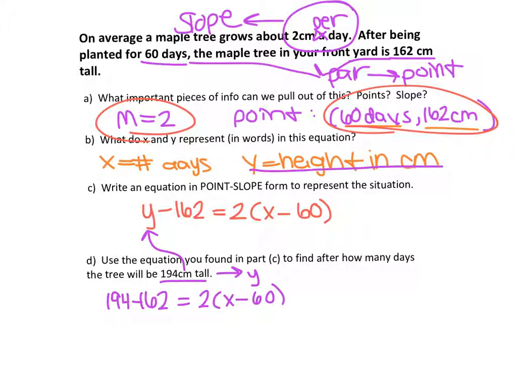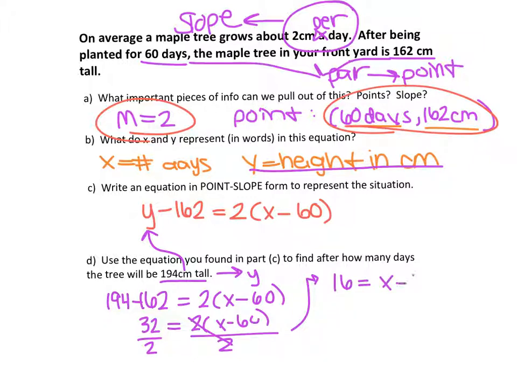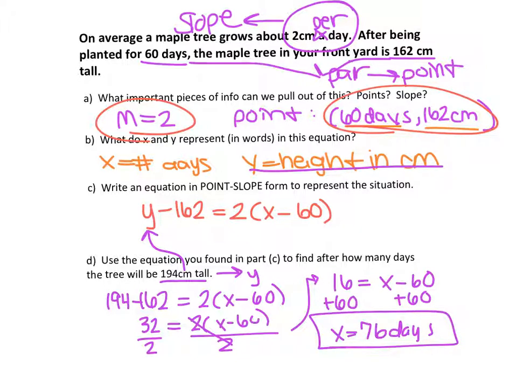So 194 minus 162 is 32. There are a couple of ways I could solve this. I noticed that I could divide both sides by 2. Knock that out. I'm left with 16 is equal to x minus 60. So I'm going to add 60 to each side. And I find that at 76 days, my tree is going to be 194 centimeters tall.